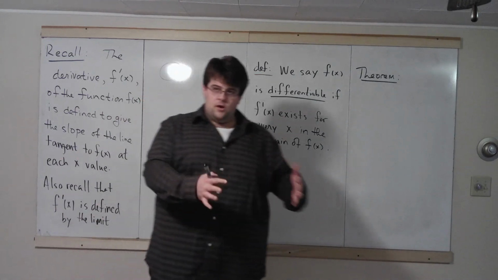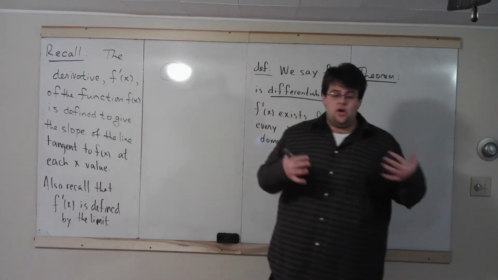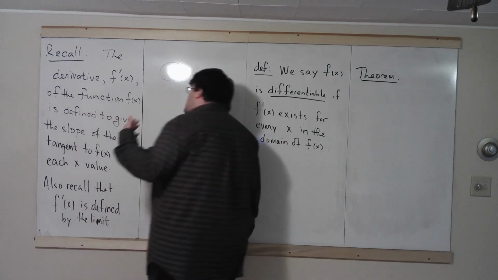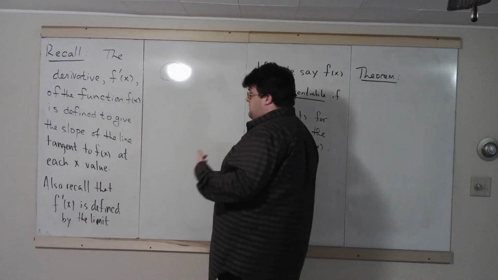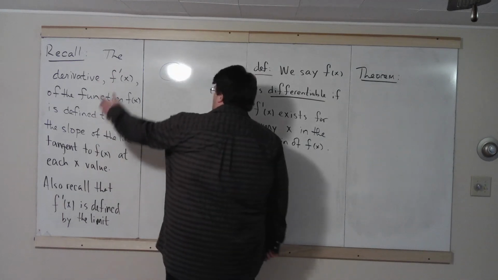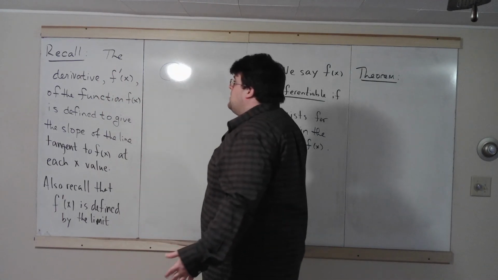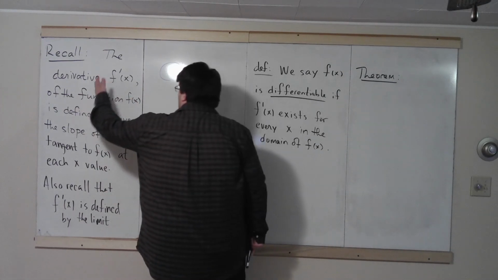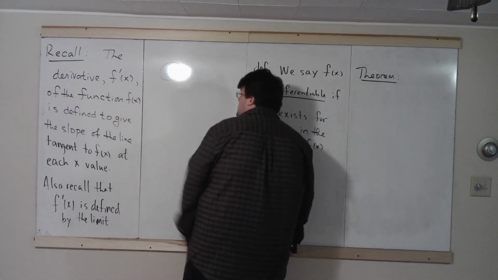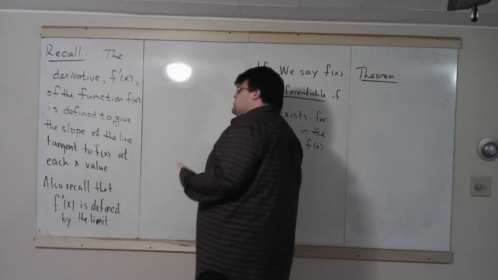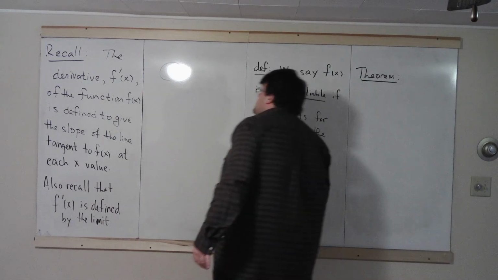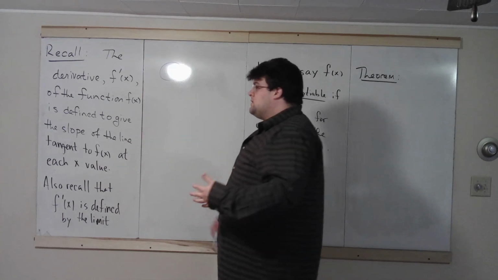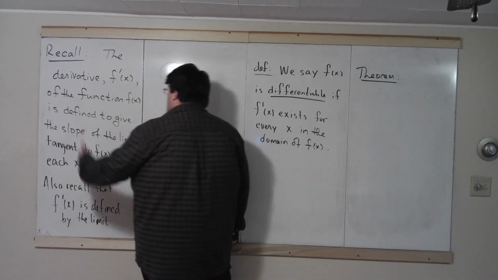We're creating a new function, f prime of x. We're defining a new function, f prime of x, to give the slope of the line tangent to f of x at each x value. So the derivative, this new function f prime of x, where that prime looks kind of like a big apostrophe, the derivative f prime of x of the function f of x is defined to give the slope of the line tangent to f of x at each x value. So the derivative takes any x value as its input and throws out as its output the slope of the line tangent to f of x.